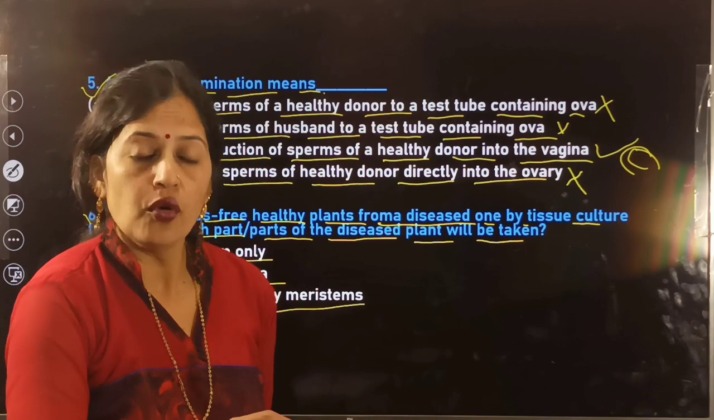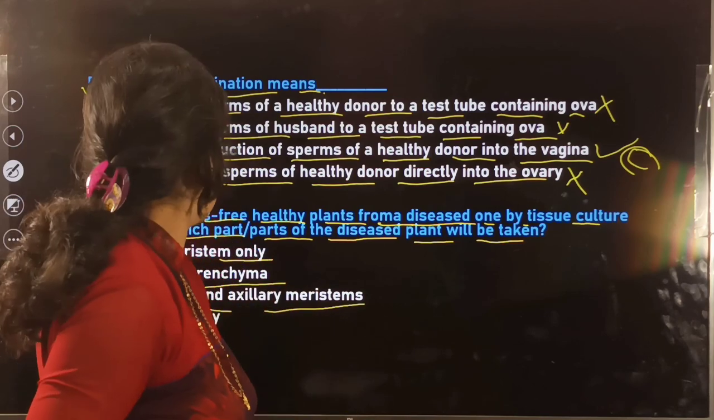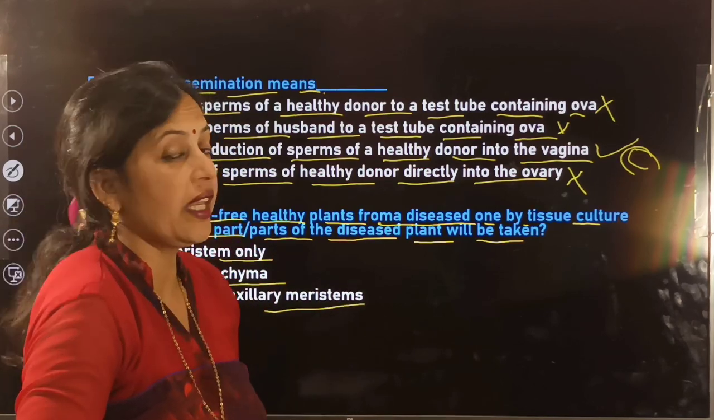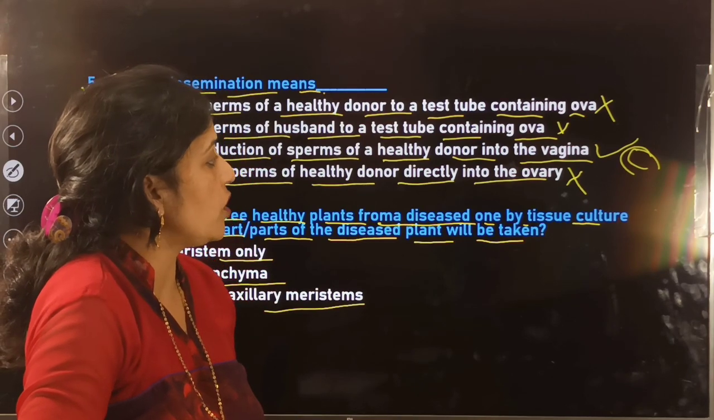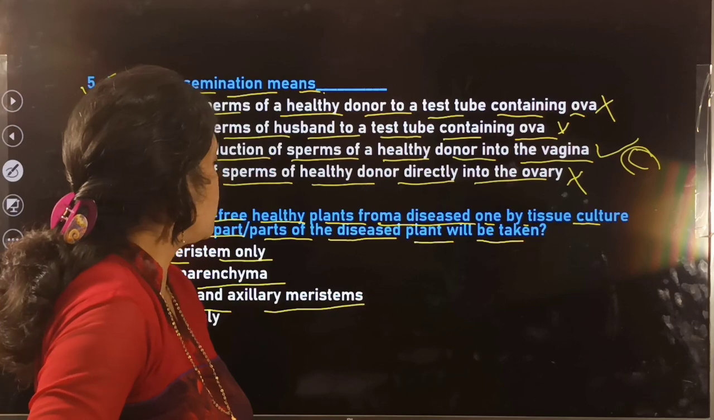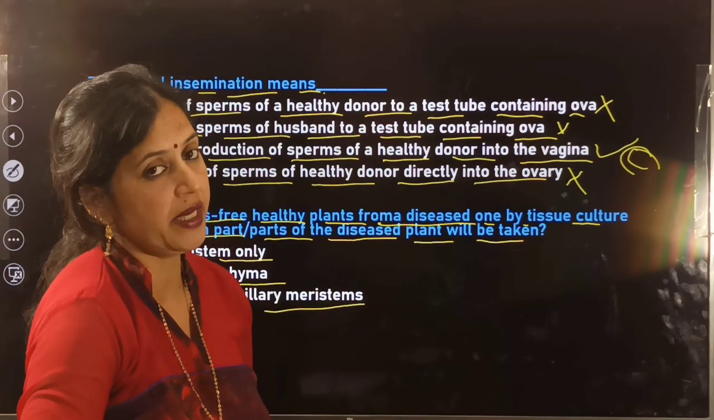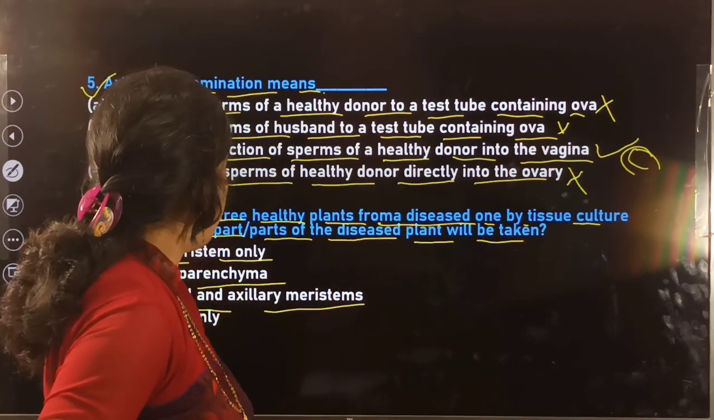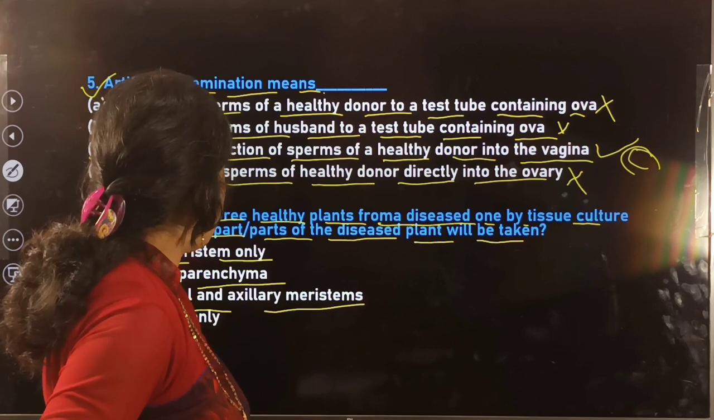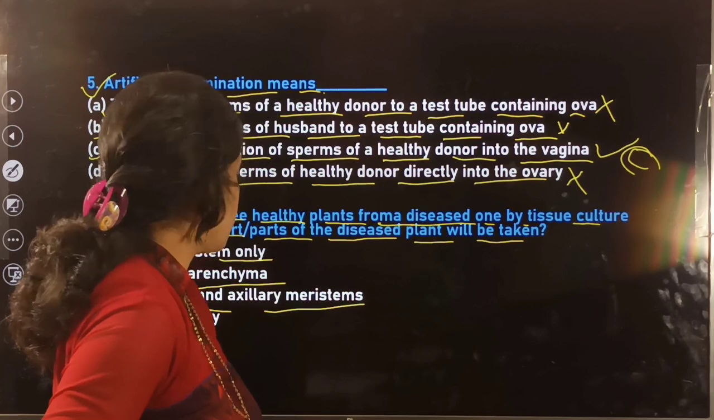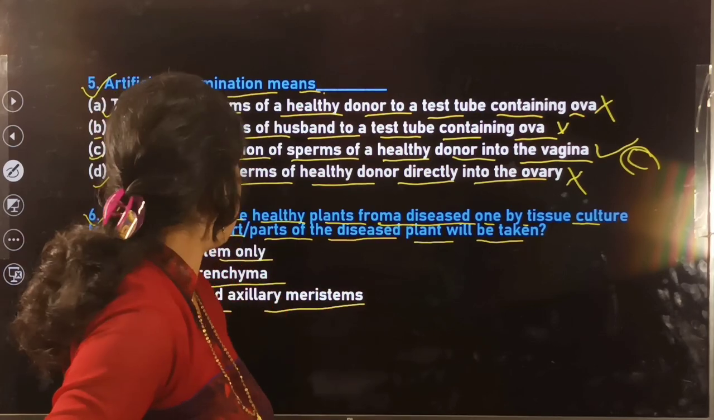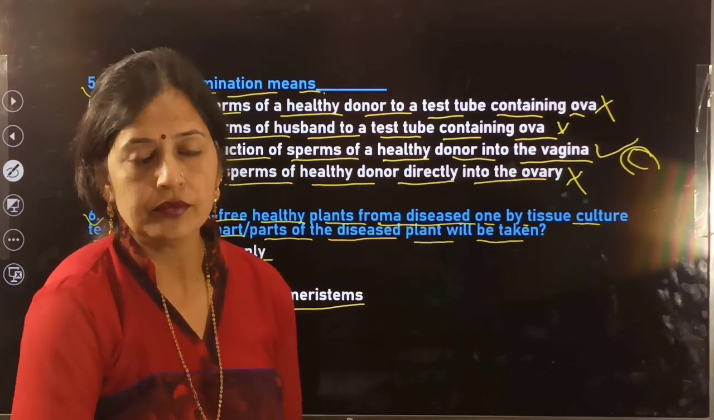So there are 4 options for the question number 6, that is to obtain a virus-free healthy plant from diseased one by tissue culture technique. So which parts of the diseased plants will be taken? Options are apical meristem only, palisade parenchyma, both apical and axillary meristems, and the last one is epidermis only. And it is your question number 6.